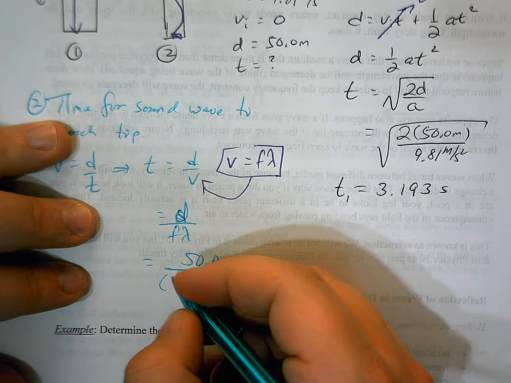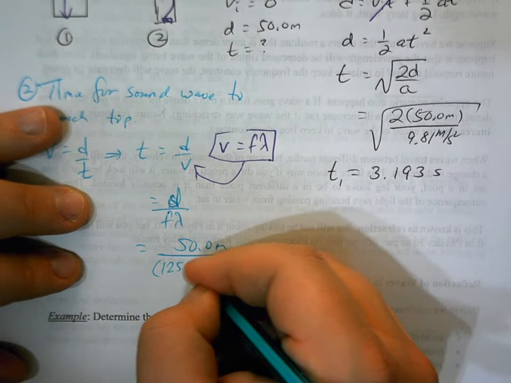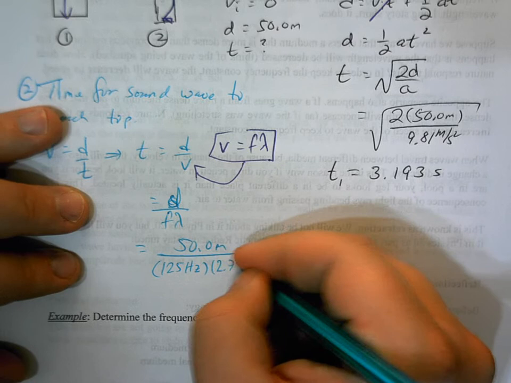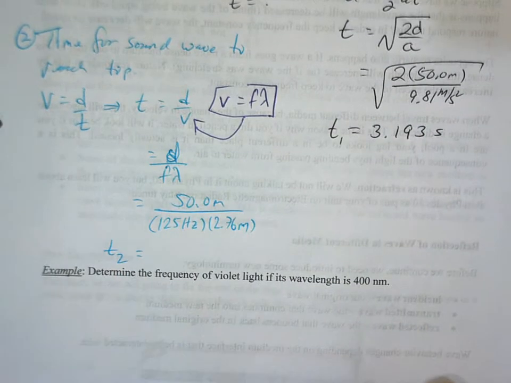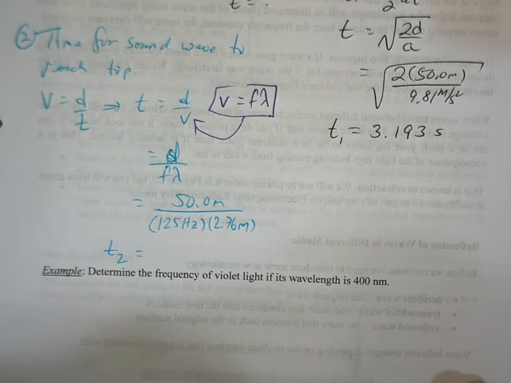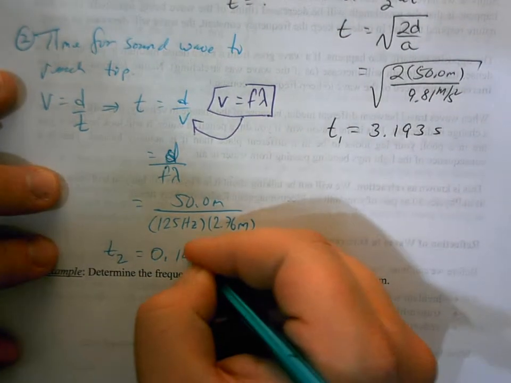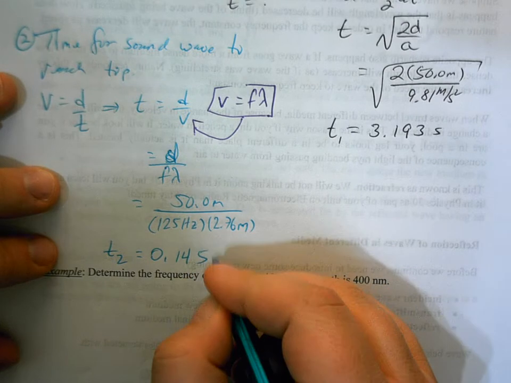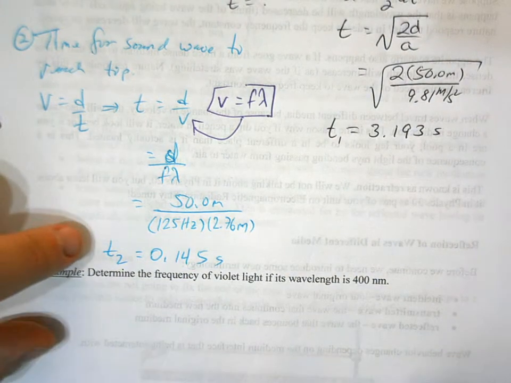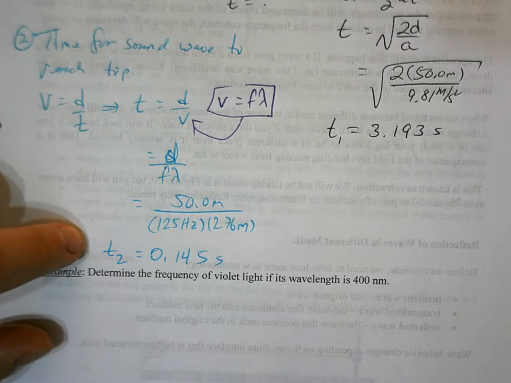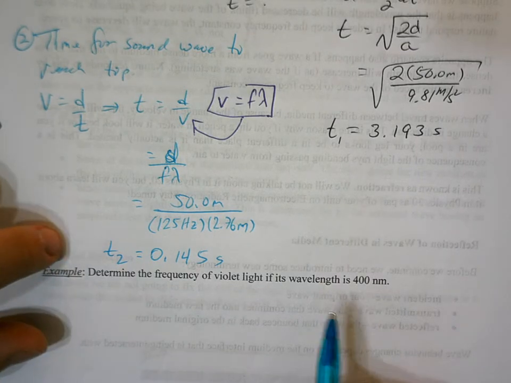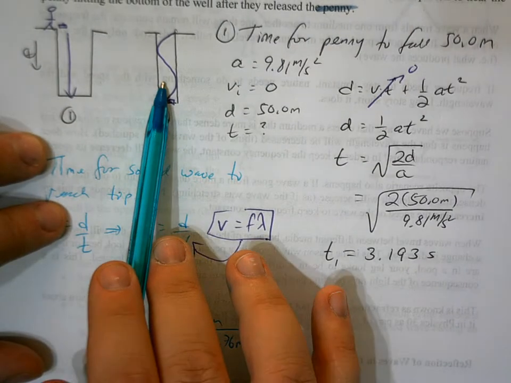This wave, we're told, has a frequency of 125 hertz and a wavelength of 2.76 meters. So we're going to call this time 2. So the time it's going to take for the sound wave to reach the top of the well is going to be about 0.145 seconds. So you figured out probably quickly that sound travels quite a bit faster than the penny. So this is the time it takes for the sound wave to travel from the penny where it's generated to the top of the well.